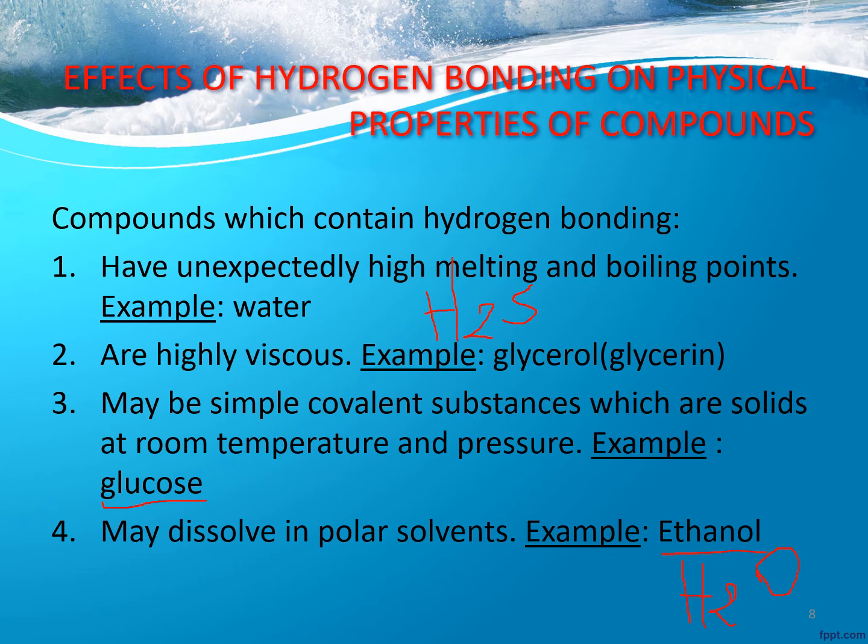Other substances like urea can dissolve in water. Why? Because of the intermolecular forces, the hydrogen bonding they can generate between the solvent molecules and the solute molecules. And another example is that of ammonia. Ammonia is also soluble in water because of the hydrogen bonding it forms when it dissolves, when it mixes with water.